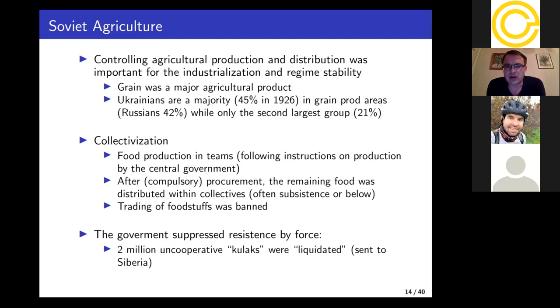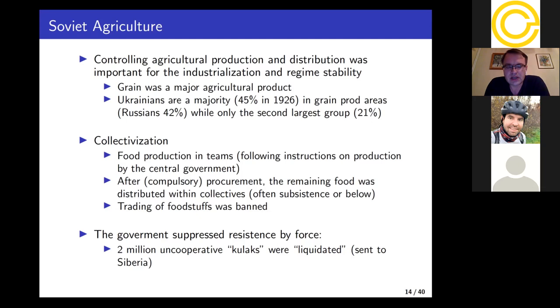The fact, which is probably less well known, is that Ukrainians composed a majority in so-called grain production areas in the Soviet Union. Of course, they were only the second largest ethnicity group in the country, but if you focus only on grain production areas, they were basically in relative majority. So once the government wanted to control grain, it was to a huge extent the task to control areas where Ukrainians live.